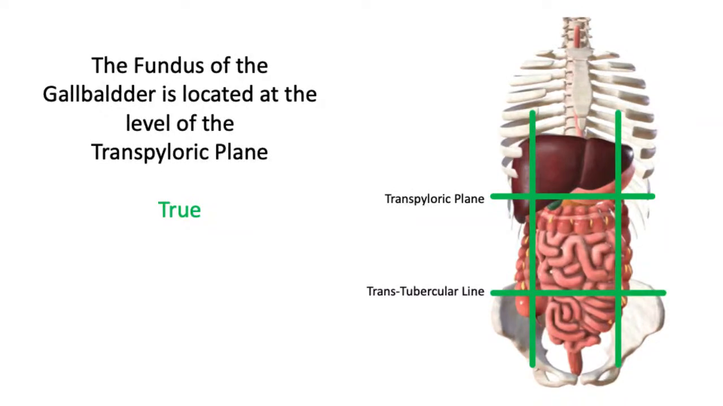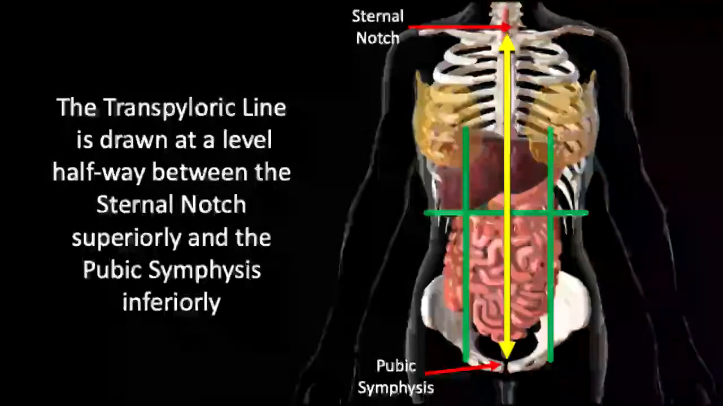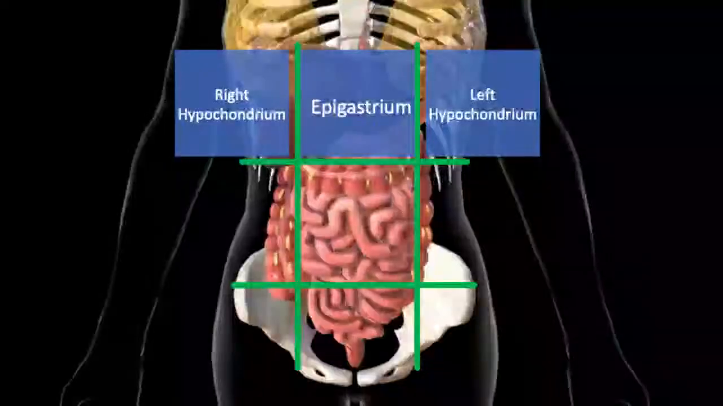There are 2 vertical lines and 2 horizontal lines. And the upper of the horizontal lines is the transpyloric plane. Now, you can get to this line by drawing a level which is halfway between the sternal notch at the top superiorly and the pubic symphysis inferiorly.